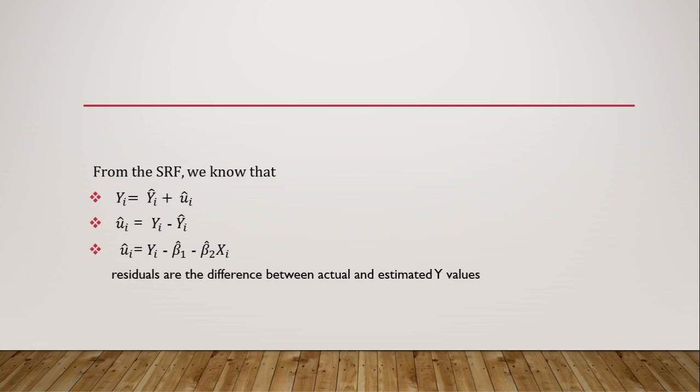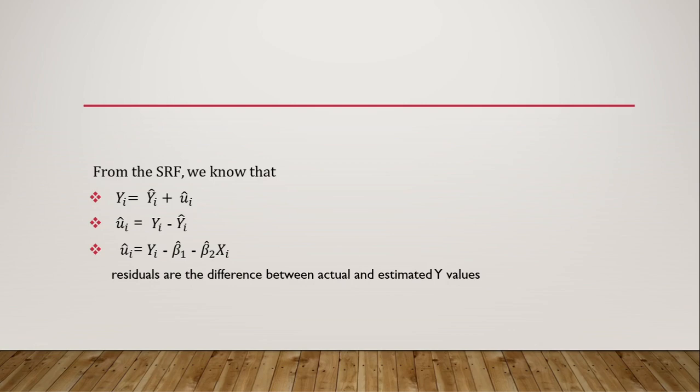From the sample regression function, we know that Yi is equal to Yi hat plus ui hat. That is, the actual observation of Y is equal to the estimated value of Y plus the error term, where Yi refers to the actual observation of Y, Yi hat refers to the estimated value of Y, and ui hat is the sample residual term. From the first equation, we can write ui hat is equal to Yi minus Yi hat. We are simply rearranging the equation.